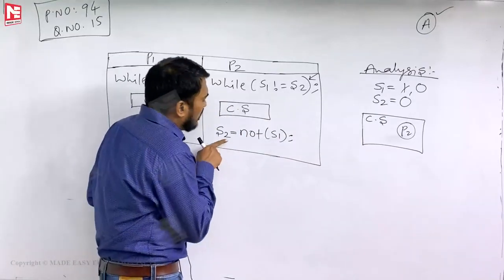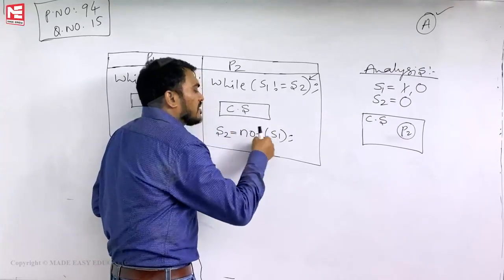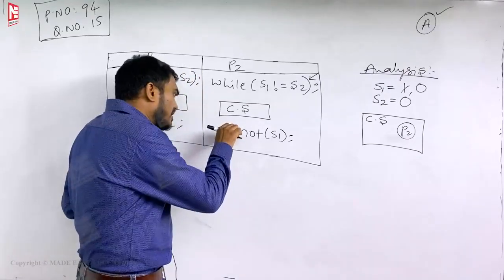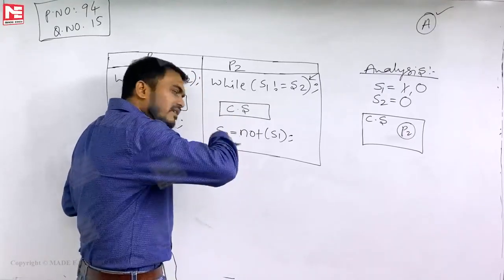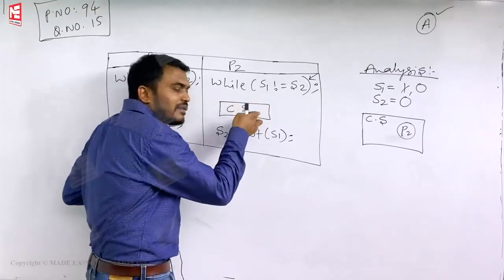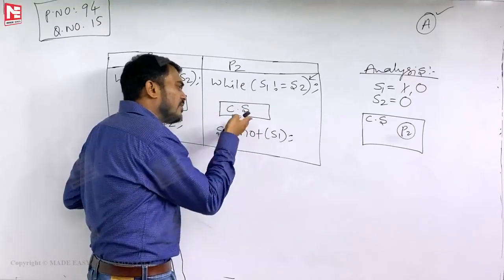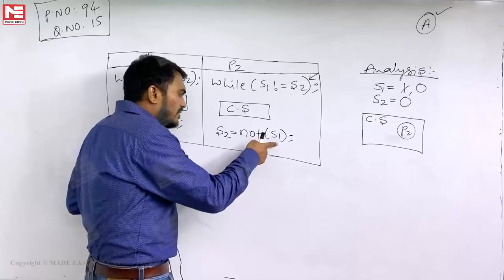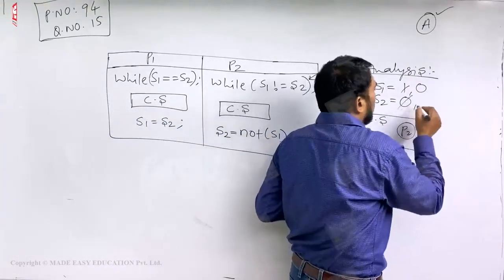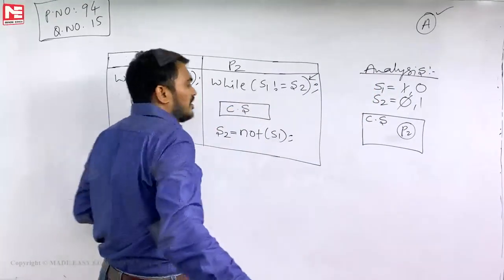P2 बाहर जाए तो क्या होगा? इसको चलाएगा. S2 equal to not of S1. So not of S1 will be assigned to S2. Remember, if you are executing this statement, this process is leaving the critical section. कुछ लोग क्या गलत किया? ये statement को चला रहा है, process को इसके अंदर ही रख रहा है. That is wrong analysis. When you are executing this statement, obviously it is leaving the critical section. So not of S1 will be assigned to S2. S1 value is 0, so not of S1 means 1. So that will be assigned to S2. And P2 is leaving the critical section.